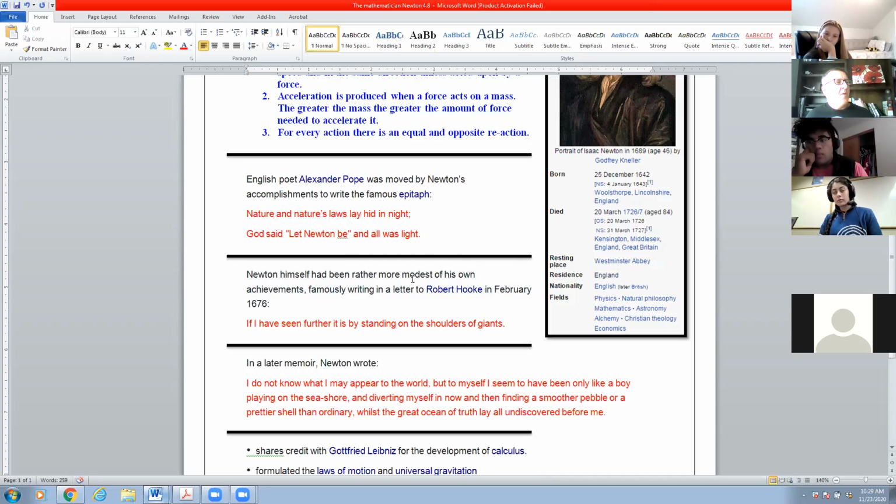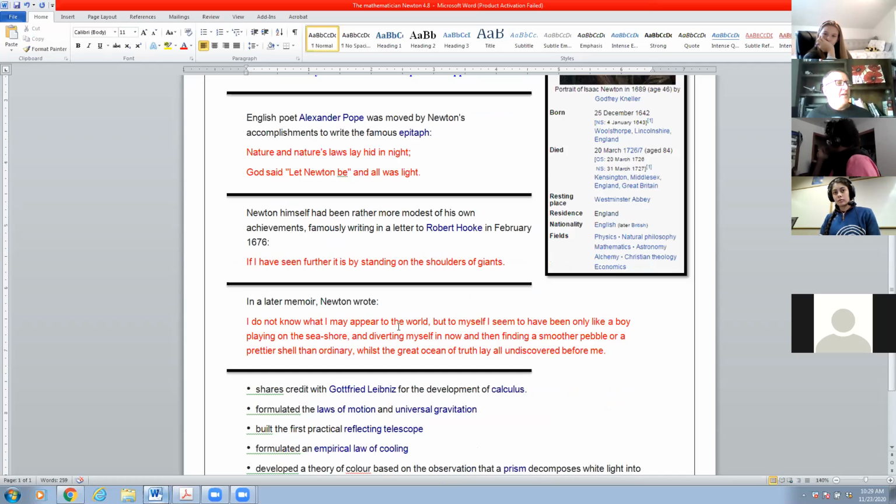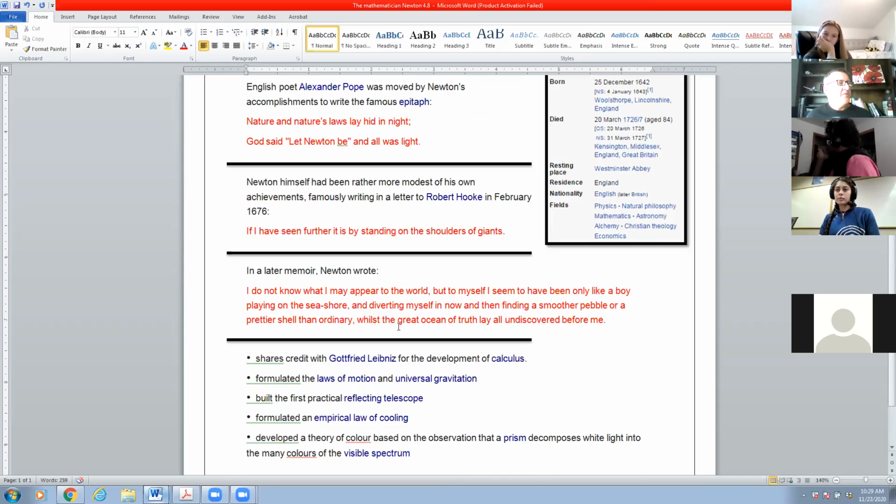He had a rather modest view of his own achievements, and he wrote in a letter that if I've seen further, it's by standing on the shoulders of giants. What an awesome, humble guy, to be somebody this great and yet credit the people that got him to that place instead of just saying he was awesome. That's not something you see too much today.